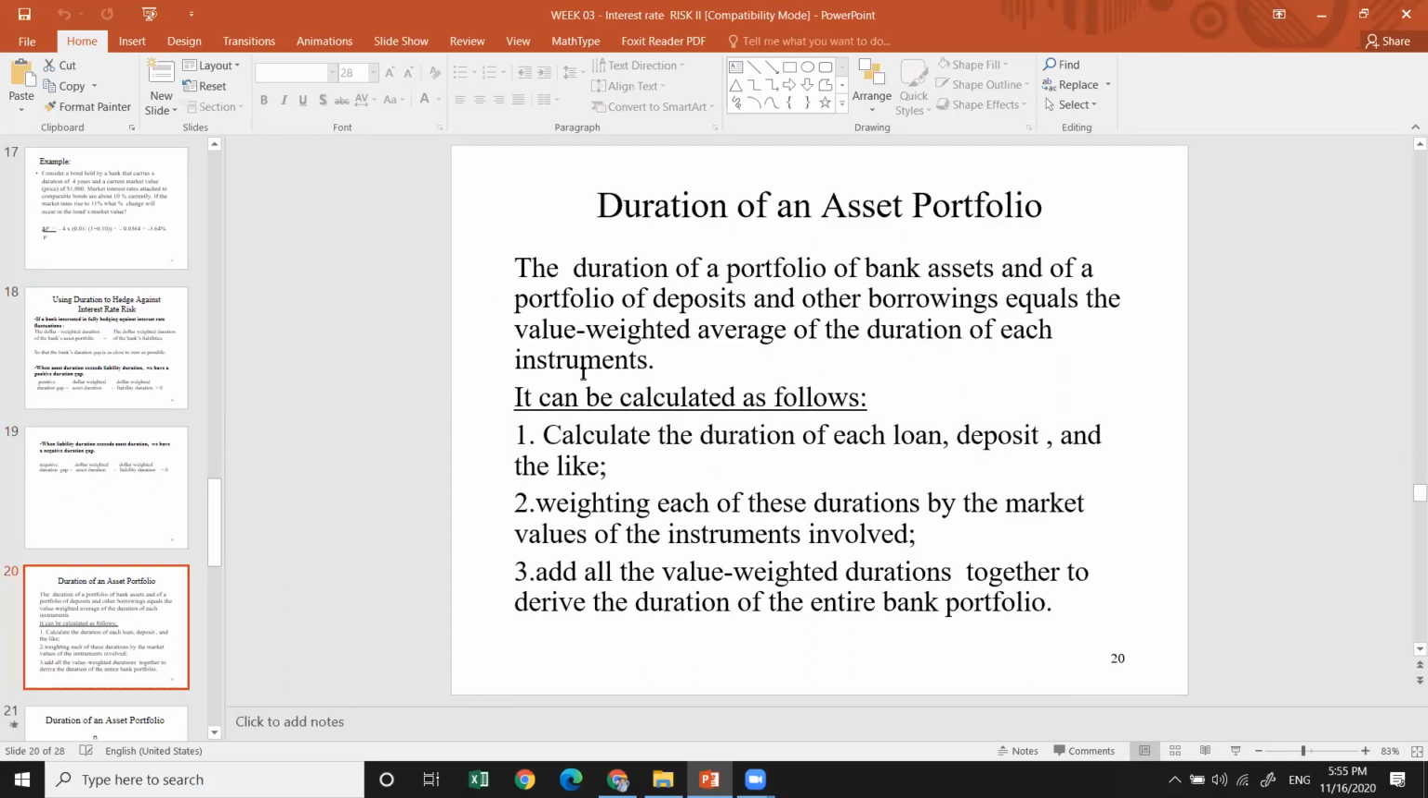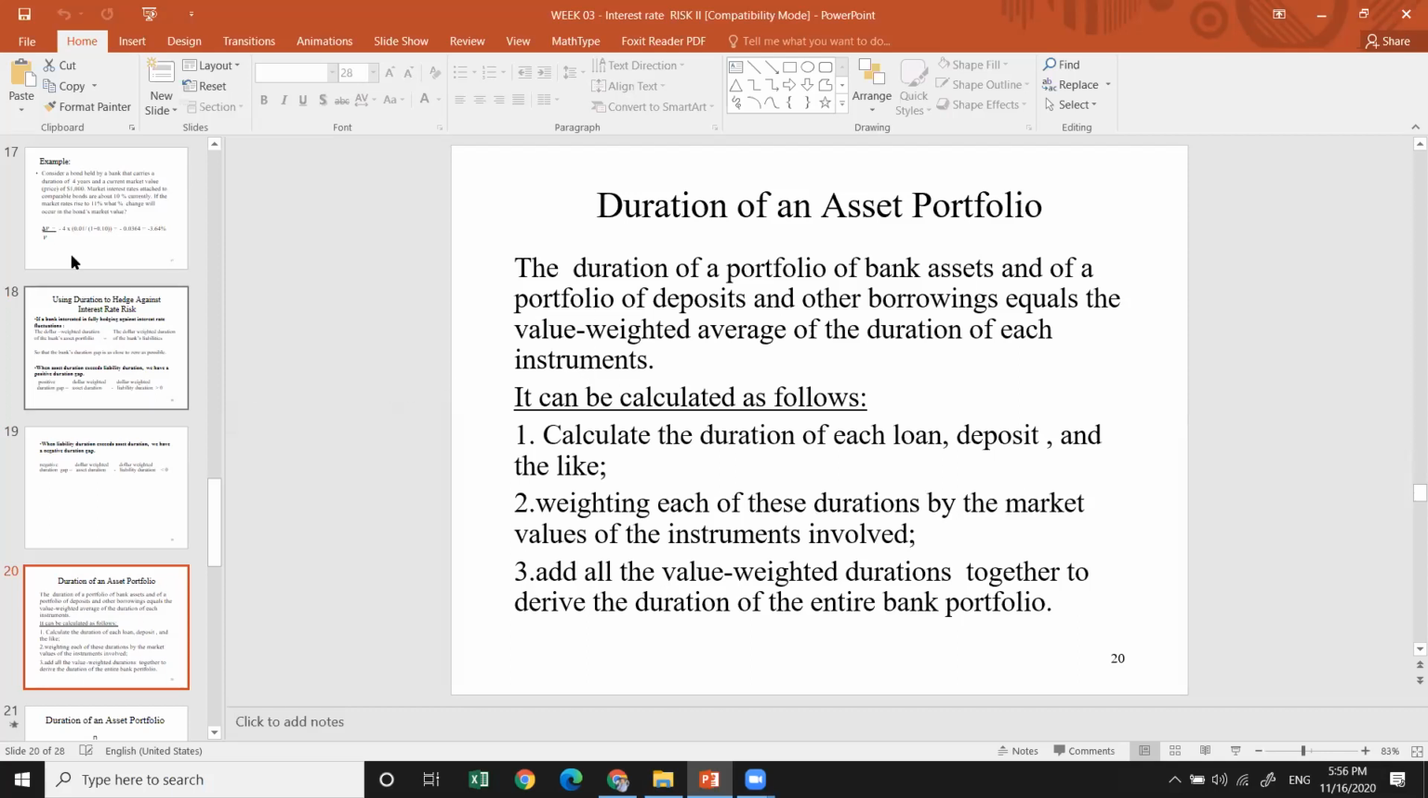So the duration of the portfolio of the bank assets and the portfolio of the deposits and other borrowings is equal to the weighted average of the duration of each instrument. So it can be calculated as follows. Calculate the duration of each loan and deposit, and weight each of these durations. So you need to provide some weights to each that you calculate.